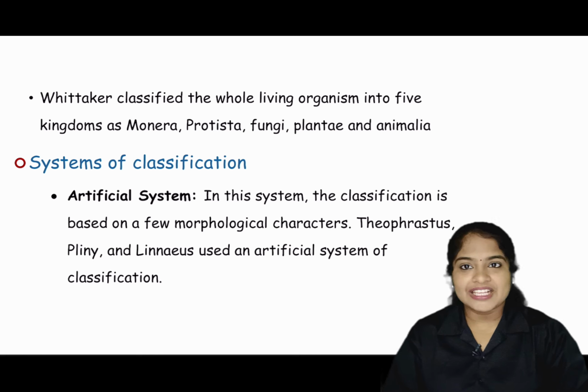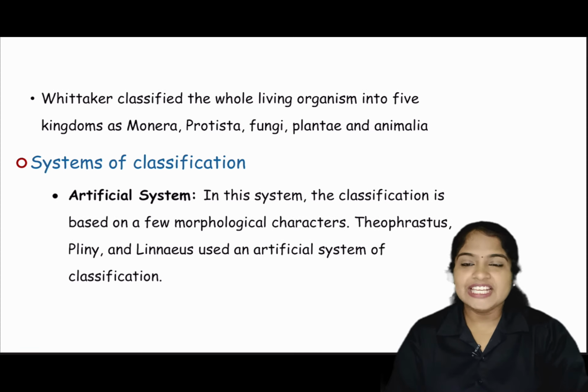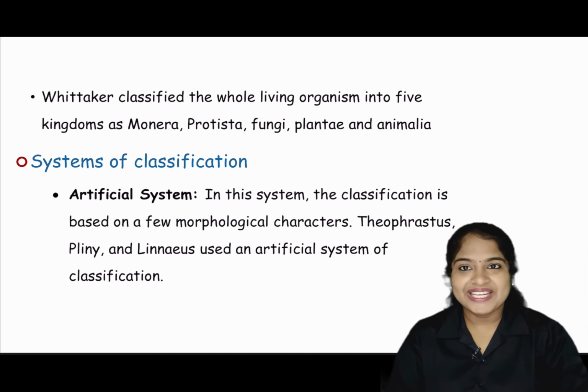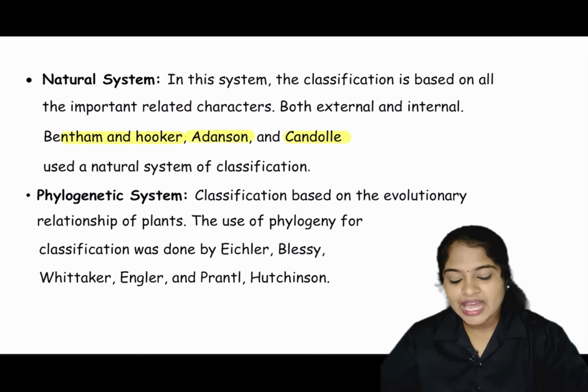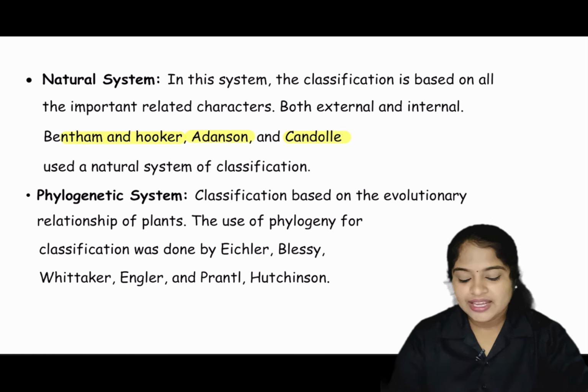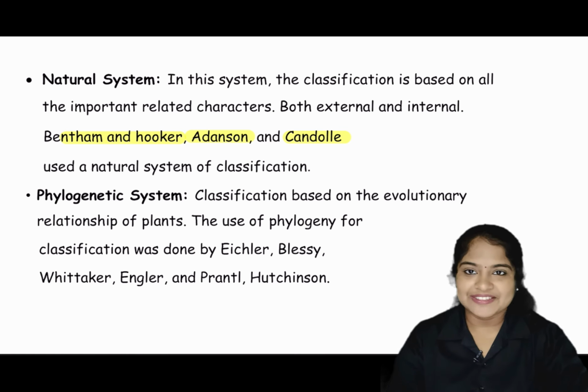The first system of classification is the artificial system of classification. This system is based on certain morphological characters. Theophrastus, Pliny, and Linnaeus used this artificial system. Next is the natural system of classification. This system is based on all the important characteristics, both external as well as internal. Bentham and Hooker, Adanson and de Candolle used the natural system of classification.